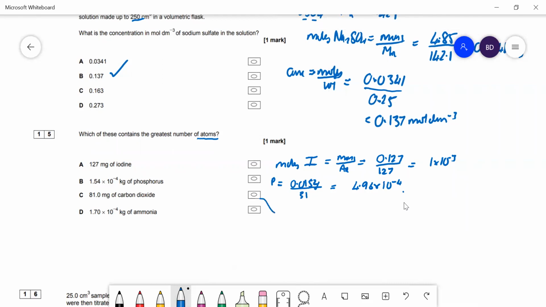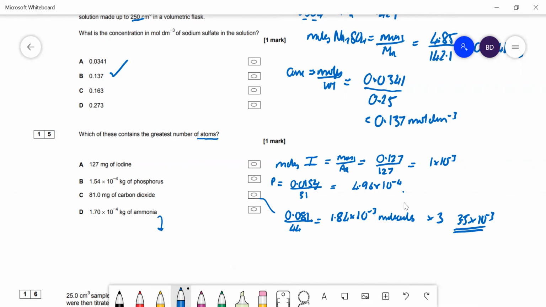81 milligrams of carbon dioxide, well, that's going to be equal to 0.081 grams over the Mr of carbon dioxide, which is 44. That is equal to 1.84 times 10 to the minus 3, no, molecules. We've got carbon dioxide, it's got 3 atoms per molecule, so times that by 3, that is going to give us 3.5 times 10 to the minus 3 atoms. So that's the highest so far.